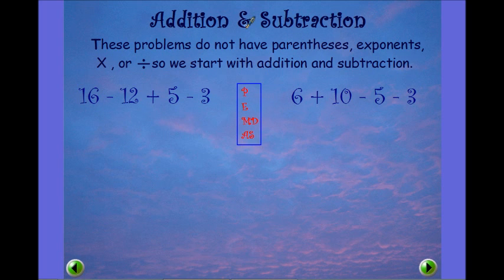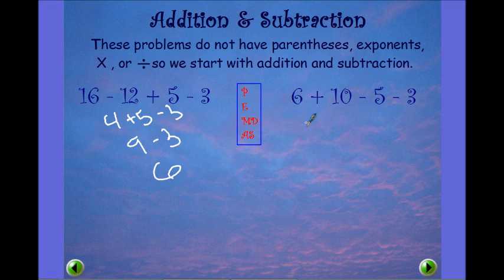Alright, now, if you don't see any parentheses, exponents, multiply, or divide, then we're going to start with either addition or subtraction. So special rule for those, again, you just do it left to right. So 16 minus 12 is 4. So write down what you didn't use. 4 plus 5 is 9. And then 9 minus 3 is 6.